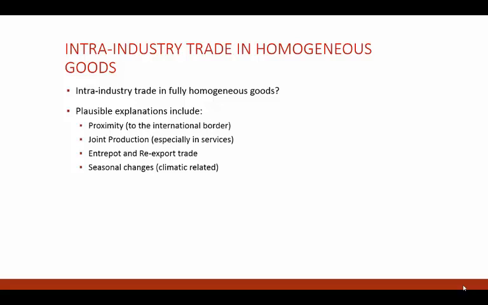Finally, seasonal changes may cause certain products that rely on particular seasons to be produced to both be shipped as exports from a particular country at certain times of the year and recorded as imports into the country at other times. This may be true for many agricultural products. In other words, plausible explanations for trade in homogeneous products include proximity, joint production, entry-port and re-export trade, as well as seasonal changes.